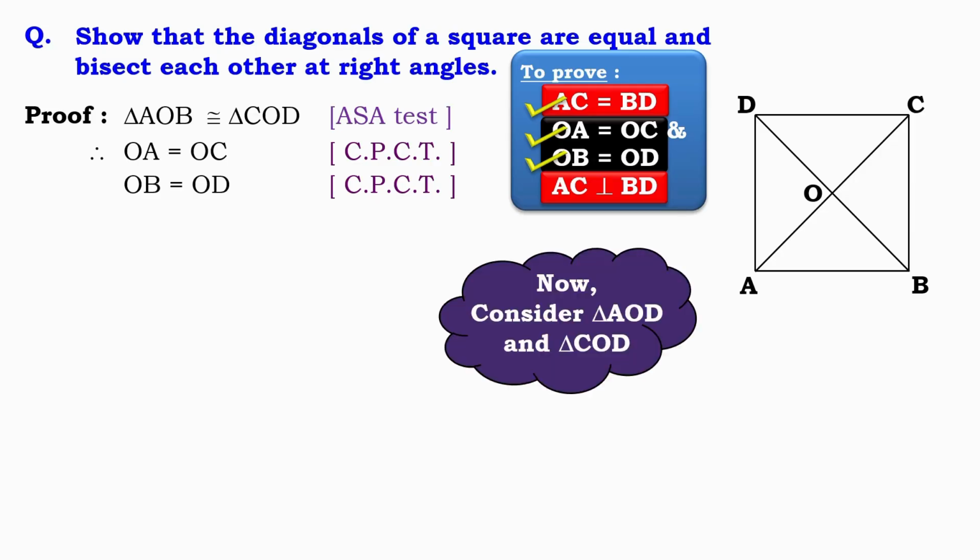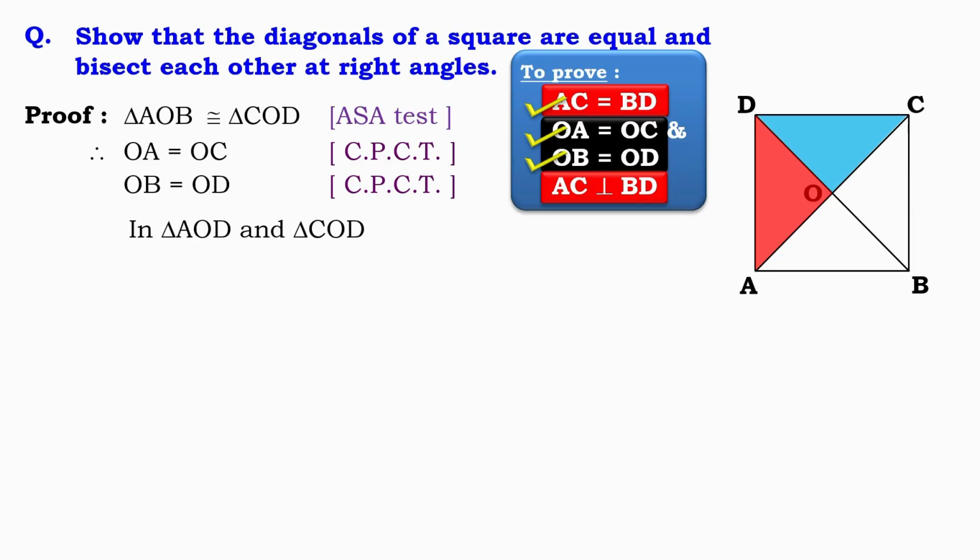These things we need to prove. Now, in this case, which triangles do we have to consider? Let's consider triangle AOD and triangle COD, the two adjacent triangles. So in triangle AOD and triangle COD, AD is equal to CD because we know that in a square all the sides are equal, correct? Now we already proved that OA is equal to OC, by CPCT.